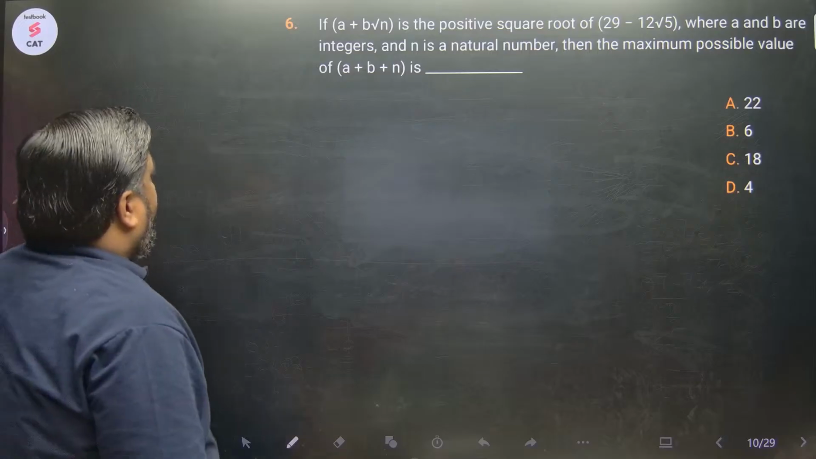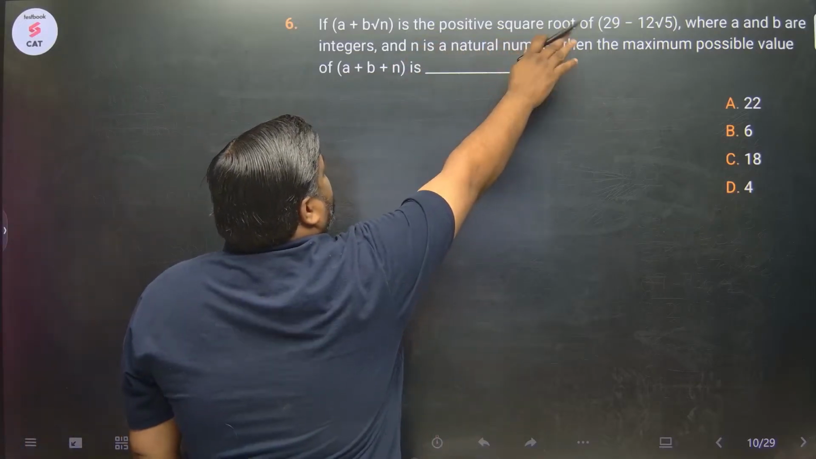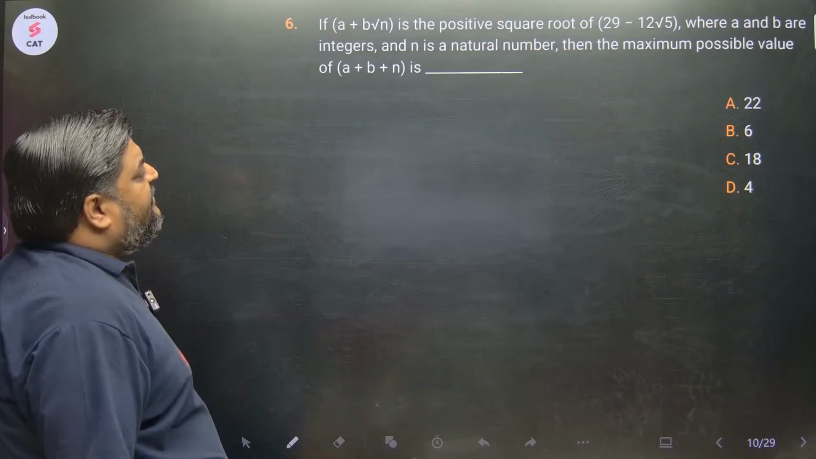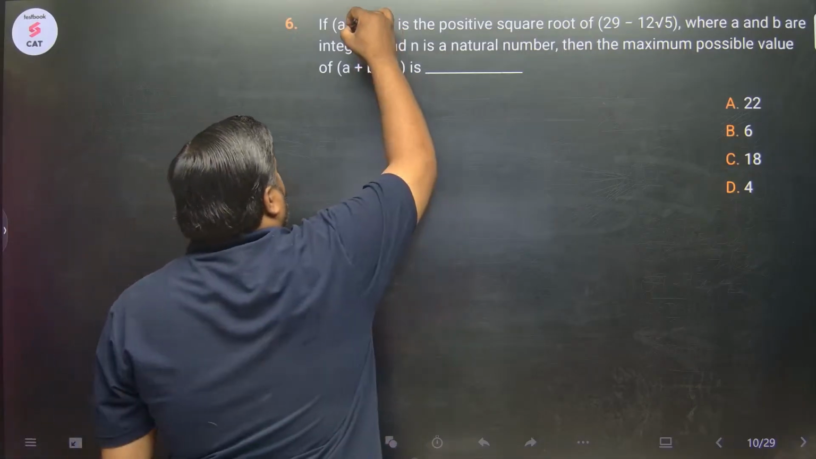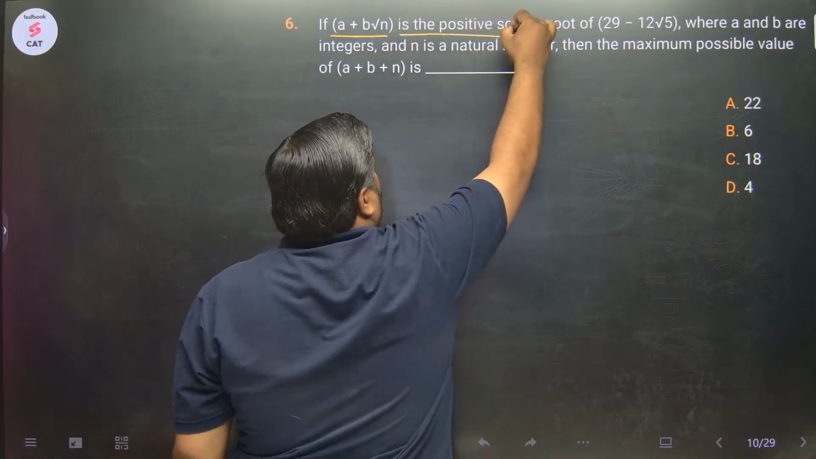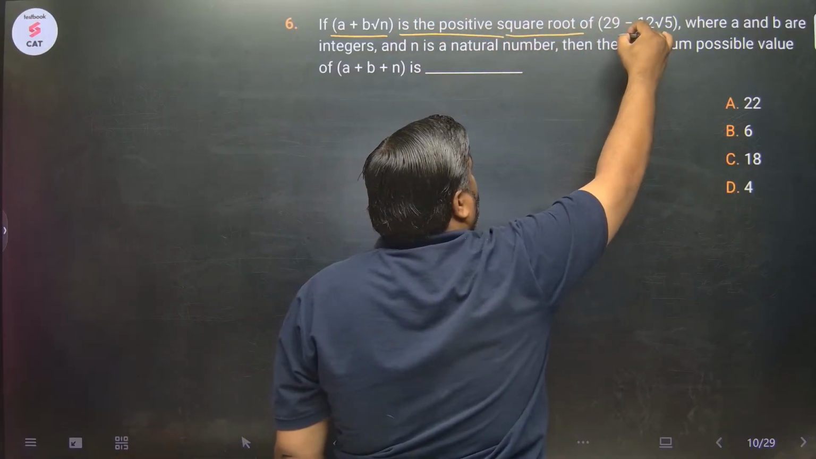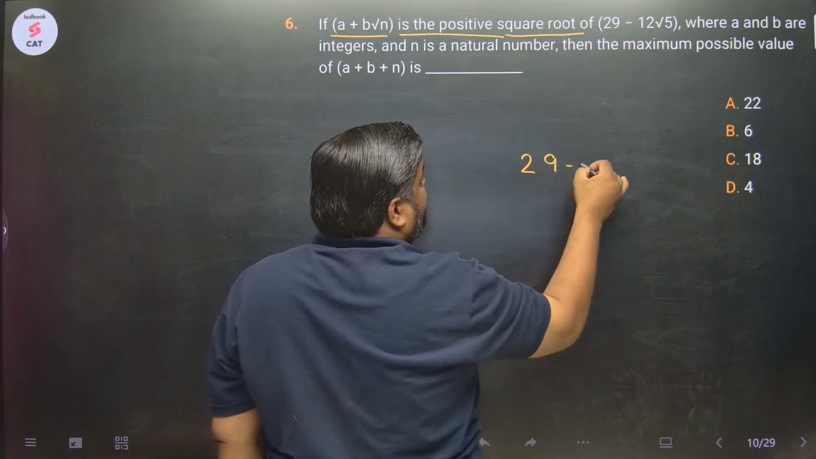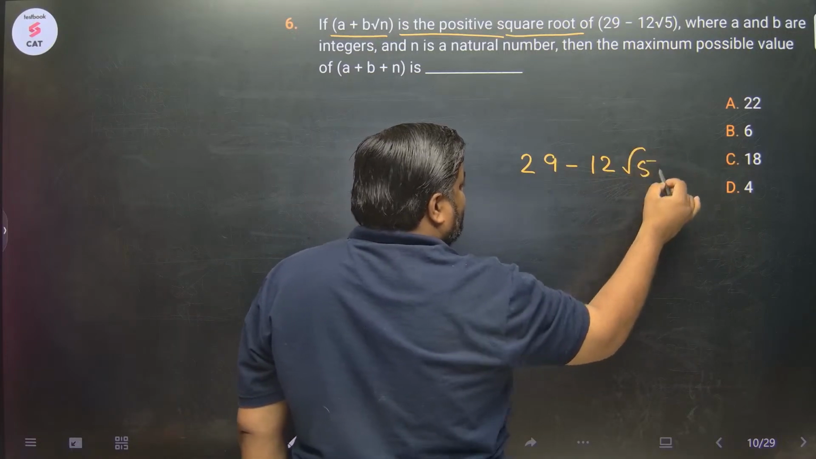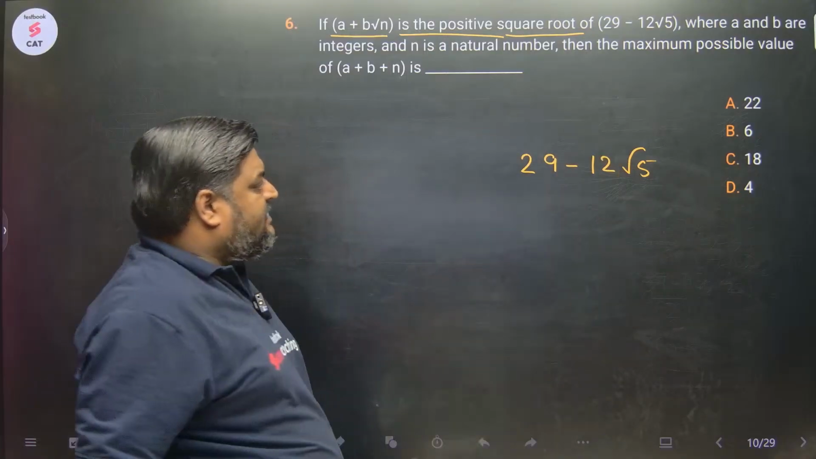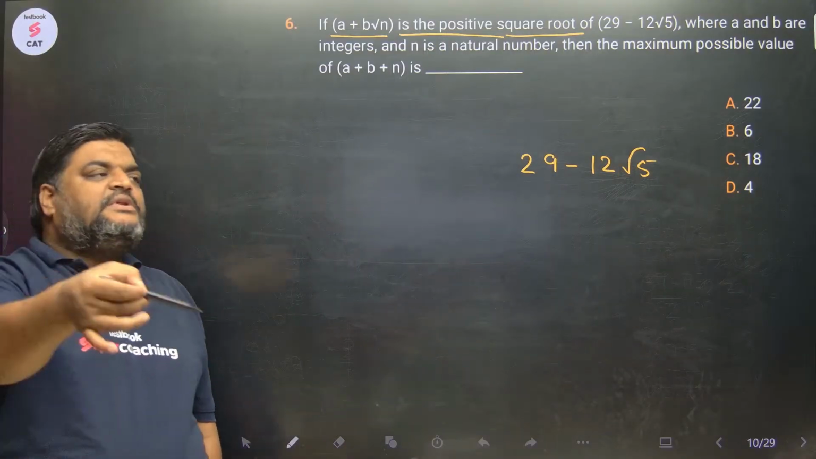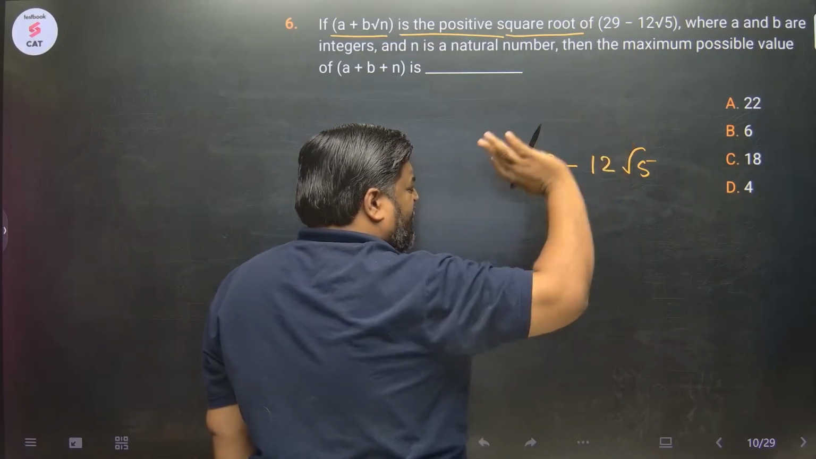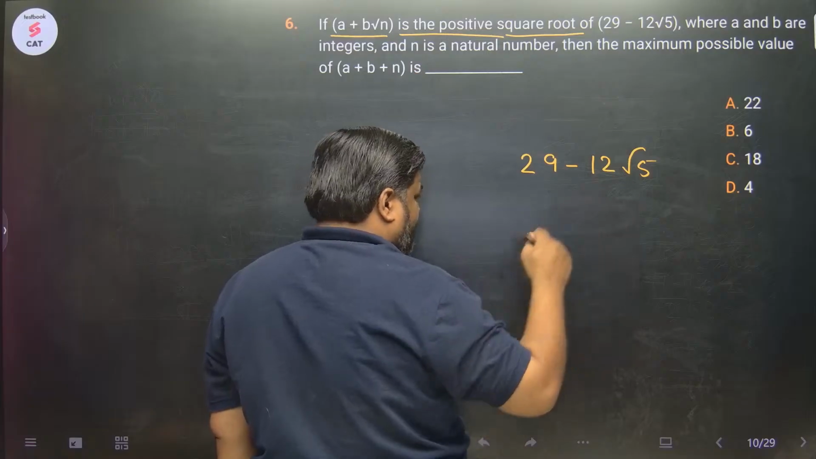Let's see, a plus b root n is the positive square root of 29 minus 12 root 5. So 29 minus 12 root 5. Let's try to find the root of this particular number. To find its root, I'll have to take the help of a plus b whole square, a minus b whole square, which is not difficult.